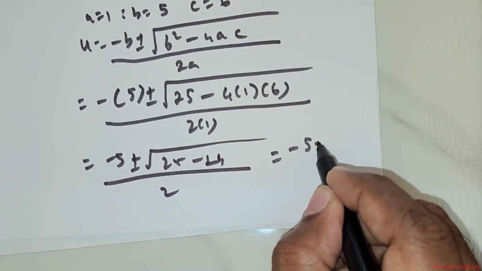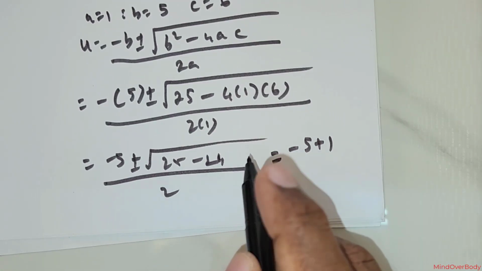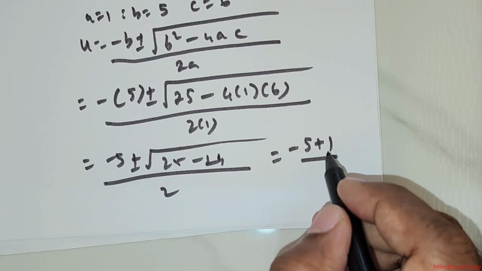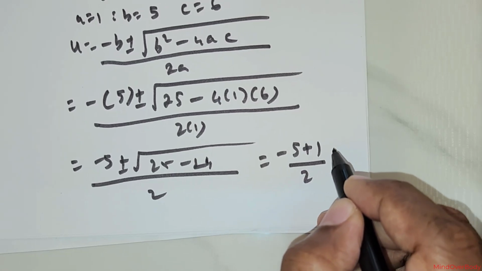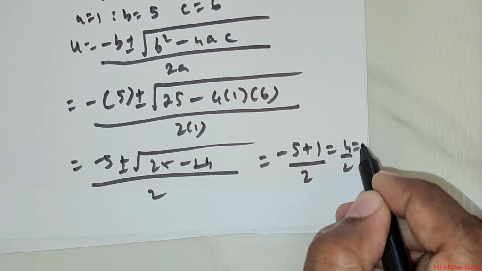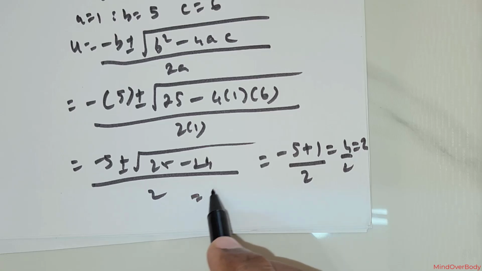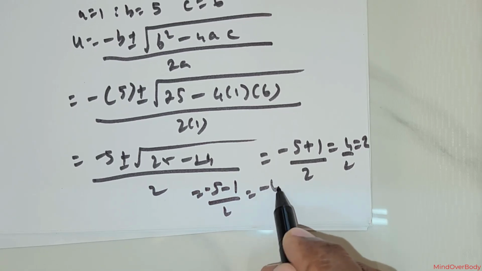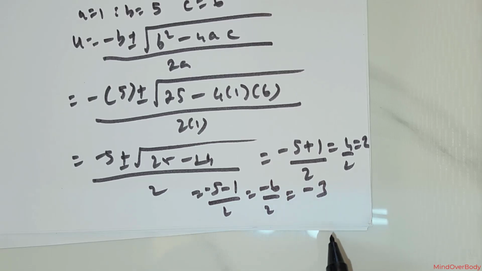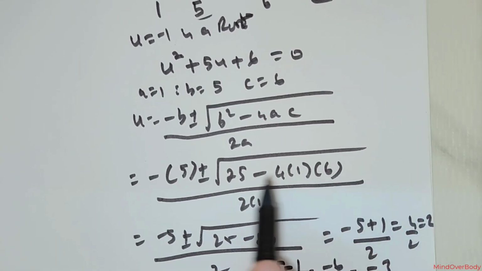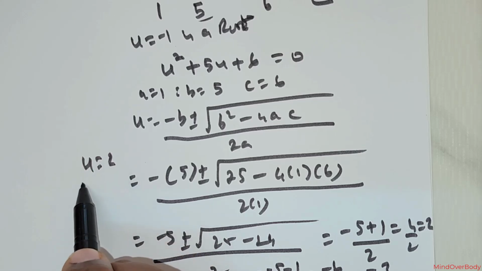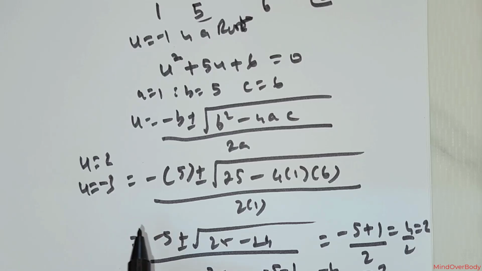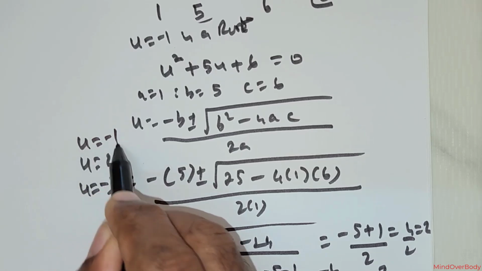So this is going to give you negative 5. 25 minus 24 gives us 1. Root of 1 is 1. So negative 5 added with 1, divided by 2, is 4 divided by 2... actually negative 4 divided by 2, which is equal to negative 2. That's one part. Then the next part is negative 5 minus 1, divided by 2, which is negative 6 divided by 2, which is negative 3. So we have the roots as u equal to negative 2 and u equal to negative 3, and u equal to negative 1.